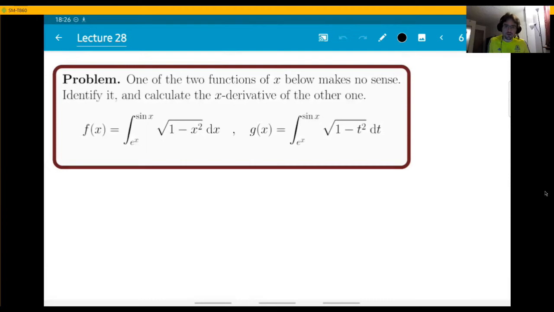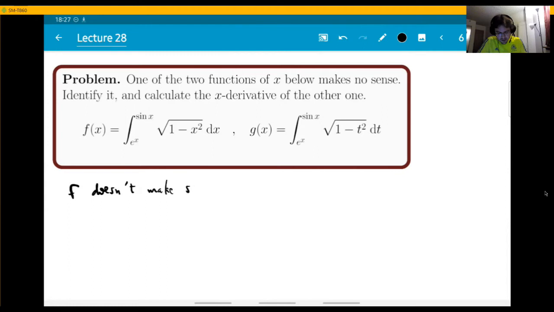Problem: one of the two functions of x below makes no sense. Identify it, and then calculate the x derivative of the other one. So look at these expressions. The difference is in the variable of integration. It's called x in the first one, and it's called t in the second. One of them doesn't make sense. Which one doesn't make sense is f. F doesn't make sense.